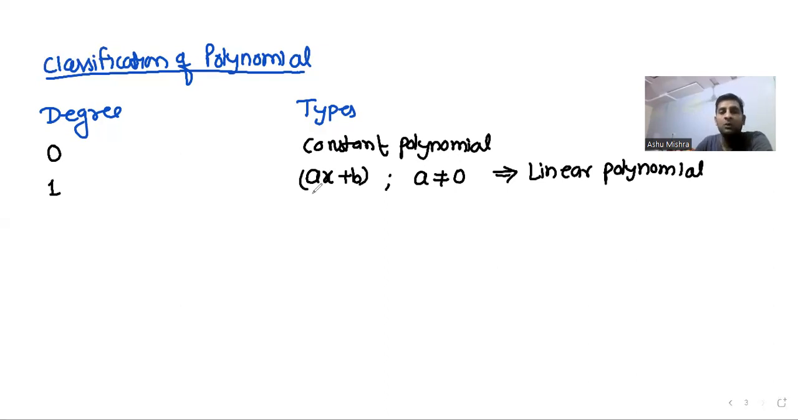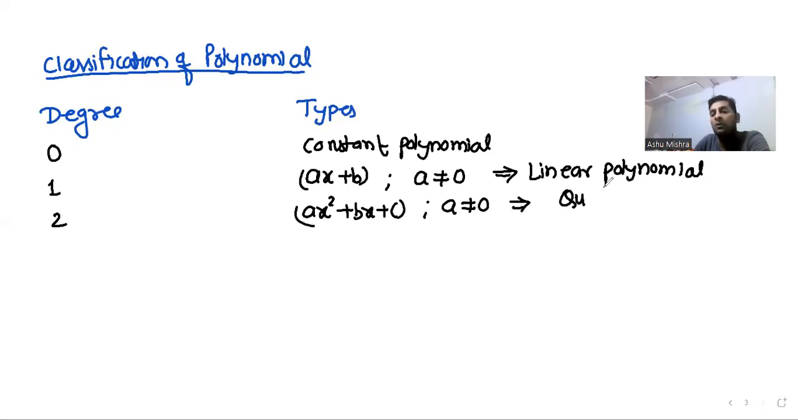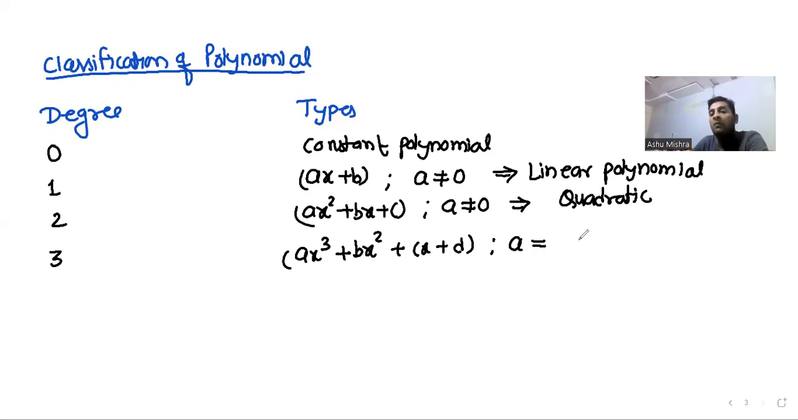If your degree is 2, then it is known as a quadratic polynomial. Again, remember the value of a will never be equal to 0. If the degree is 3, then it is known as a cubic polynomial. Remember, the values of b, c, d may be equal to 0, but the value of a will never be equal to 0. If the degree is 4, then it is known as a biquadratic polynomial.